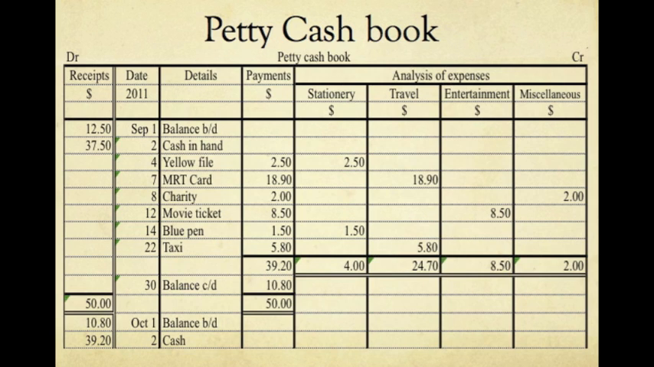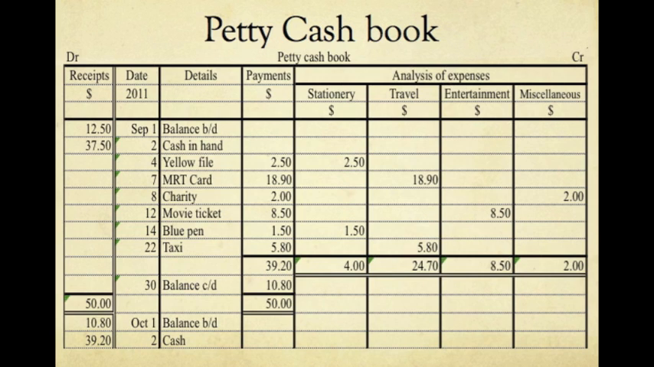So therefore, under this Imprest system, they will reimburse $37.50. What happens next is that we will use this petty cash book to record whatever small value payments. So for example, they paid out a yellow file for $2.50. Under the analysis of expenses, we will have stationery of $2.50.